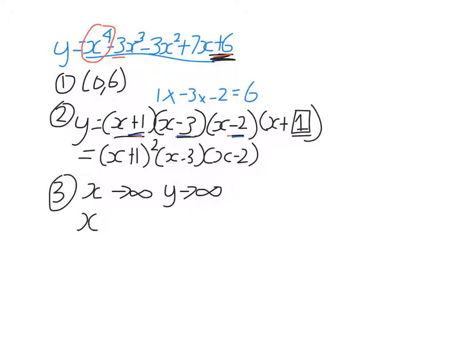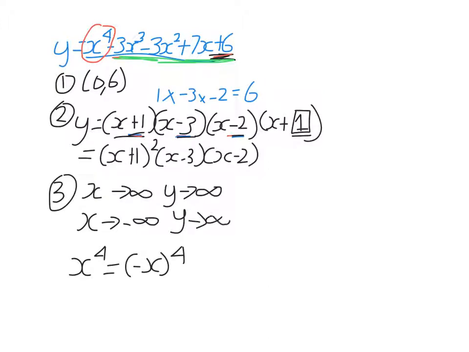Now, as x gets more and more negative, the thing to note is that x to the power of 4 is the same as negative x to the power of 4. So if you take a really large negative number and raise it to the power of 4, you're going to get a really large positive number. Again, we don't need to look at these other terms. It's only the leading term that dominates. So as x gets more and more negative, y will get larger and larger, but it will still be positive. So this is slightly different to what we saw with the cubic.